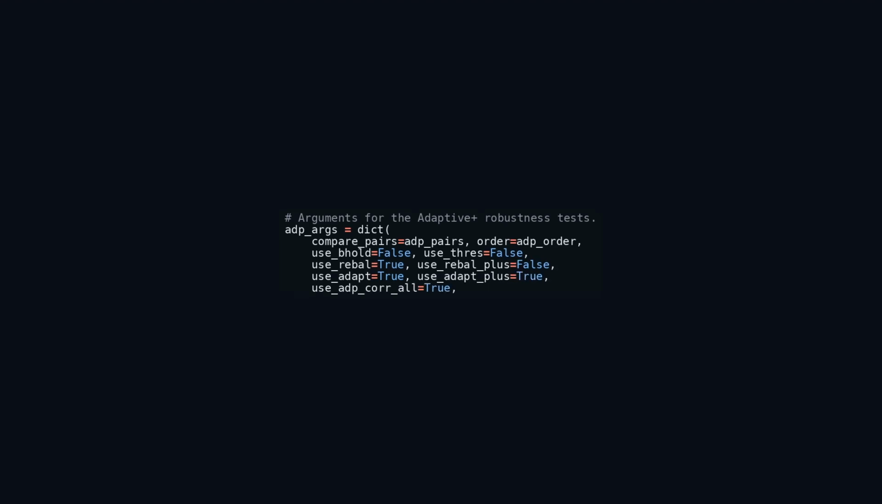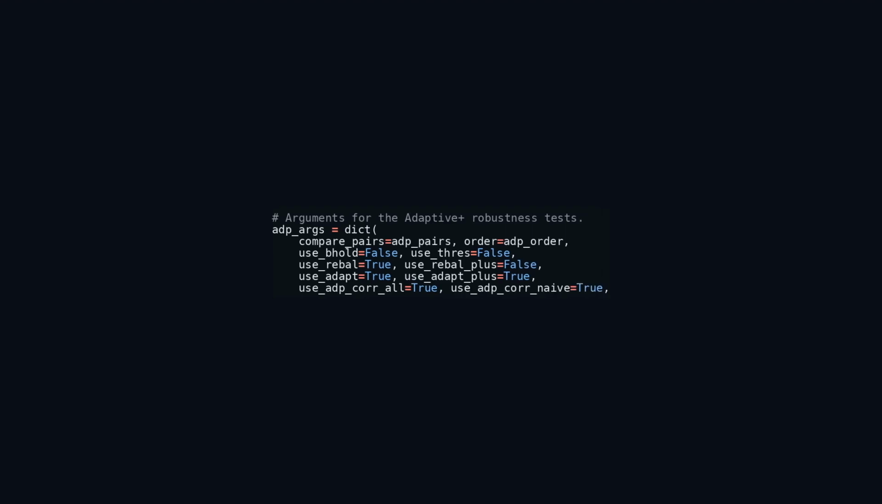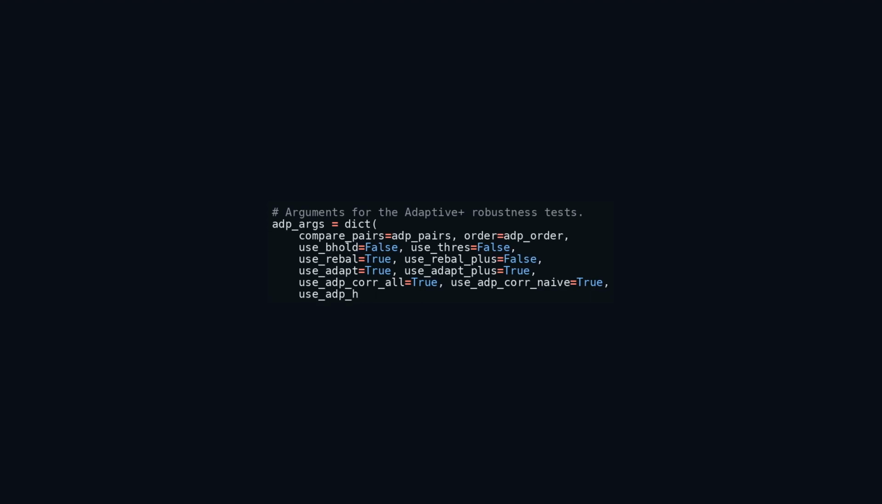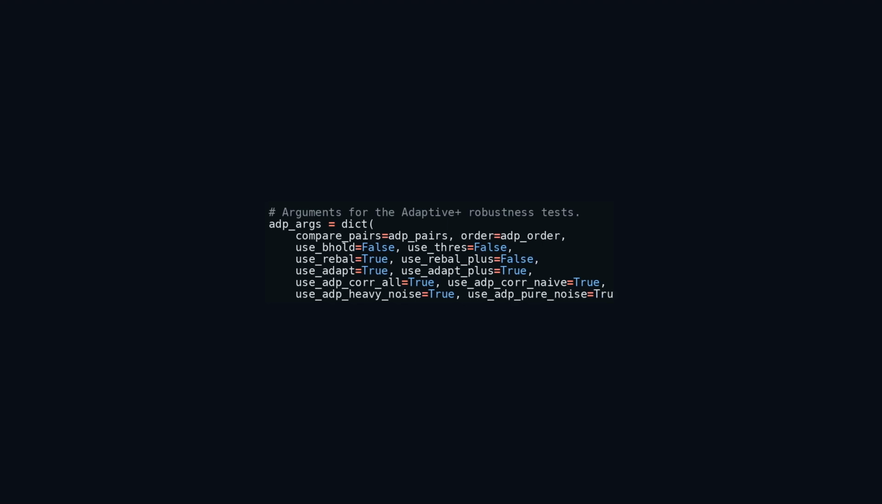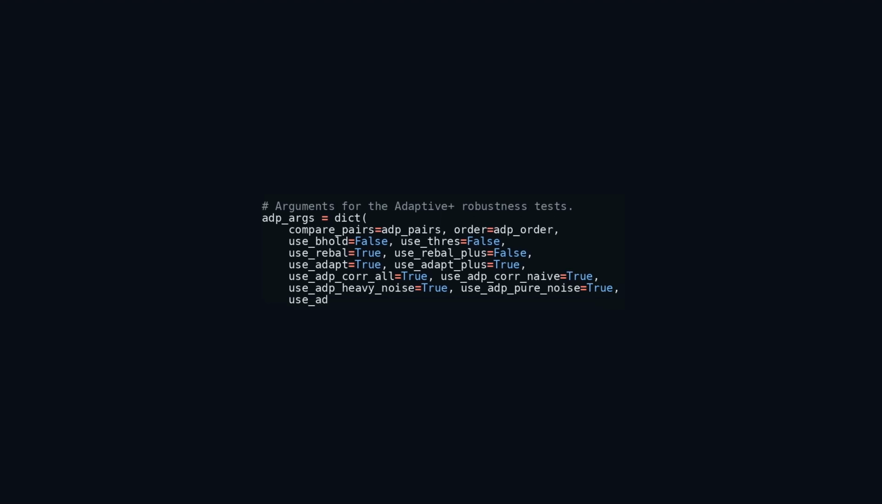Having these parameters stored in a dictionary format allows for easy customization and modification of the testing strategies without the need to alter the underlying code. By simply changing the values within this dictionary, one can effortlessly switch different testing options or behaviors on and off, thereby enhancing the flexibility and adaptability of the testing framework to accommodate various scenarios.